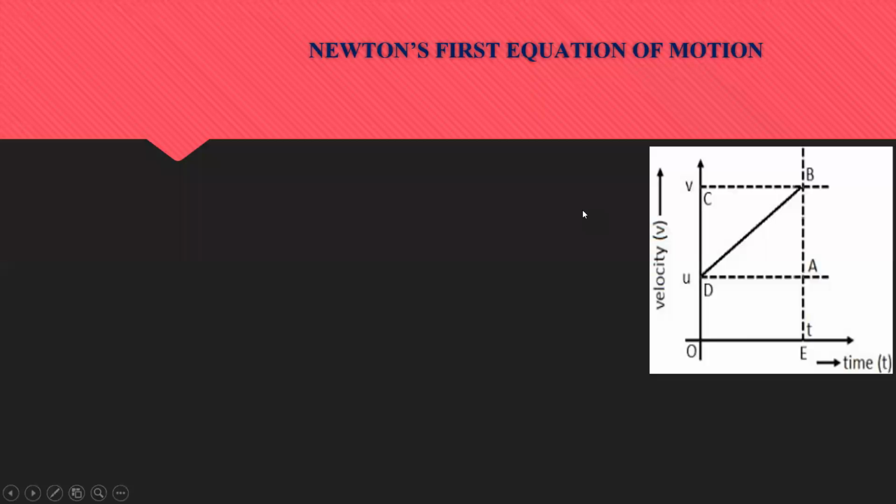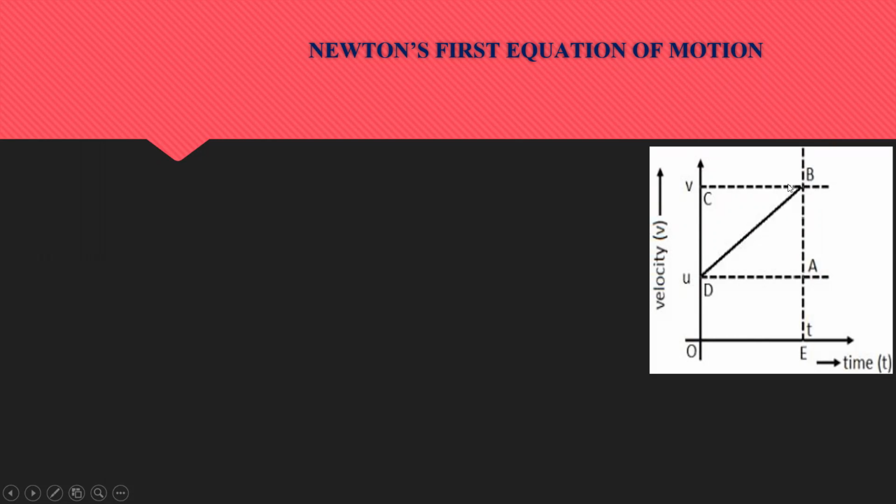So let us derive Newton's first equation of motion. This is a velocity-time graph, with time along the x-axis and velocity along the y-axis. Consider an object starting from the point D with initial velocity u. Its velocity keeps increasing, and after time t, it reaches the point B. This is the final velocity of the object.